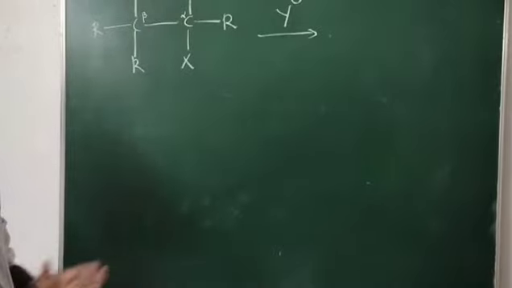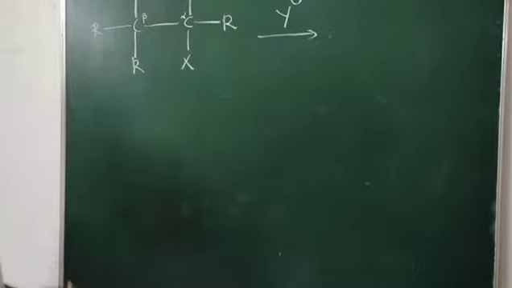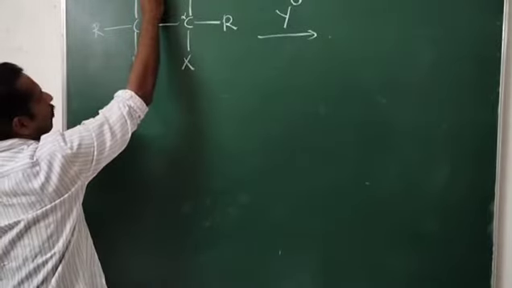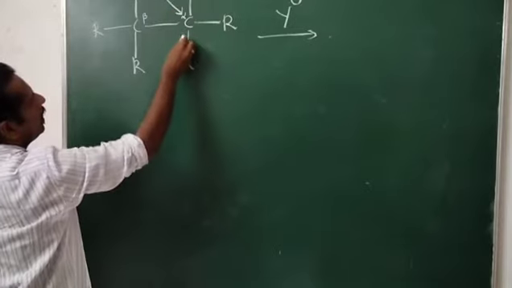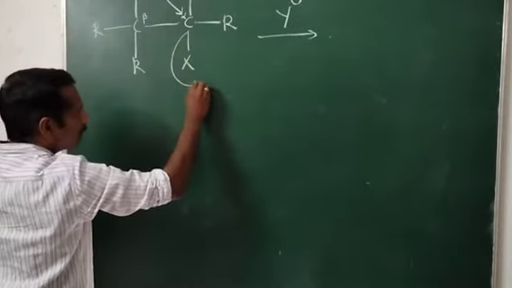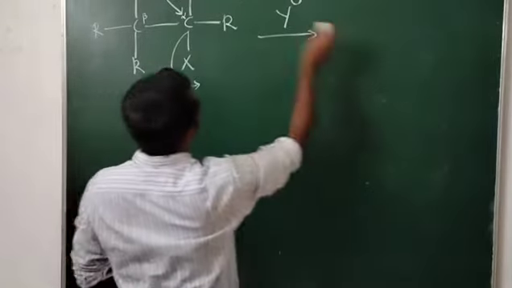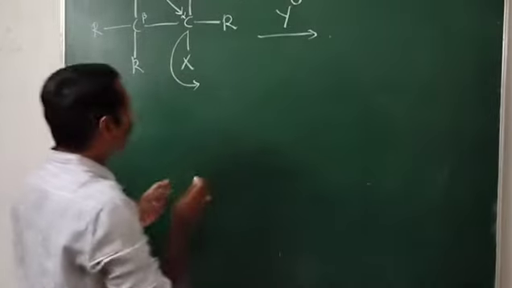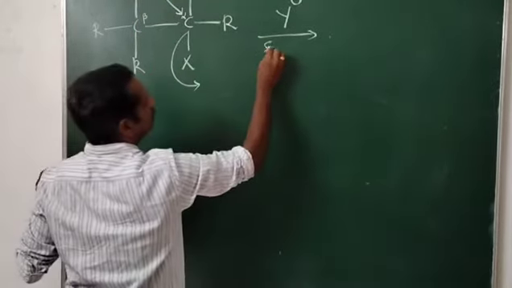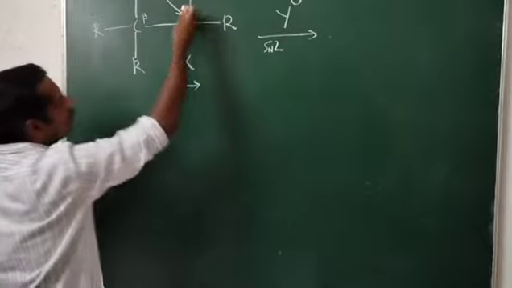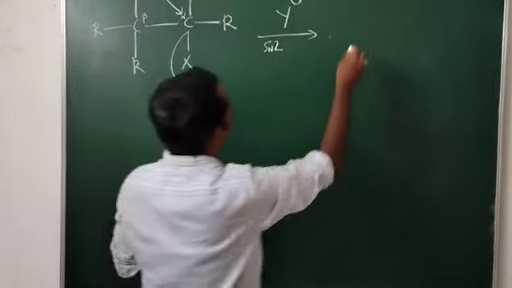So when there is a group having an unshared pair of electrons at the beta position, it will act as a nucleophile and attack the alpha carbon from the backside, which will result in the expulsion of the leaving group. Since this attack is from the backside, this is SN2 attack. There is an inversion of configuration. Therefore, we get a structure like this.